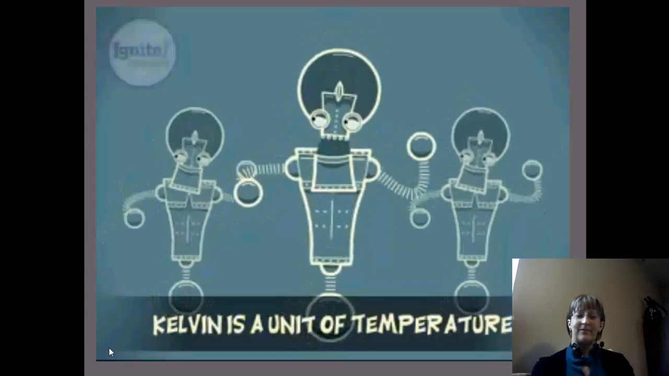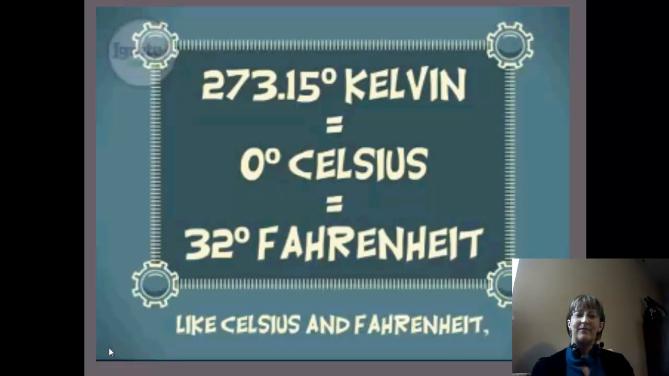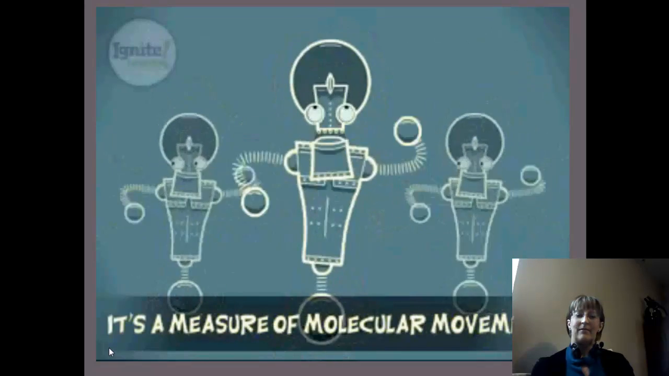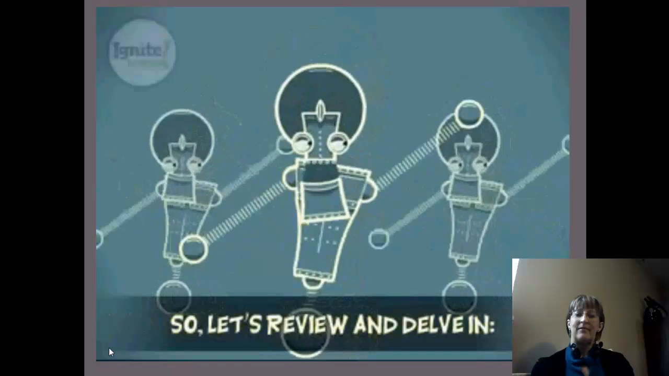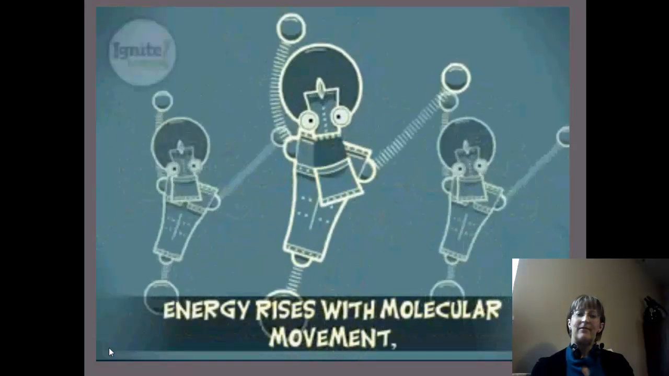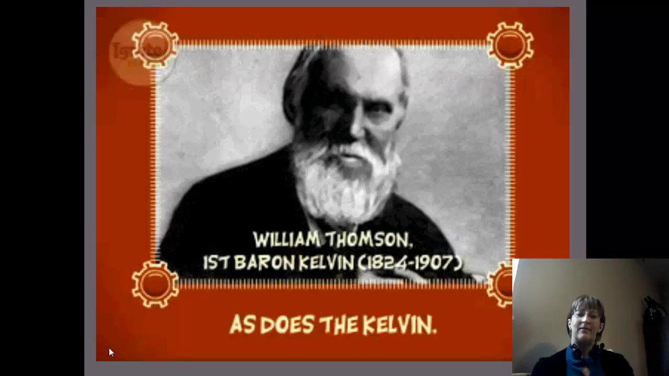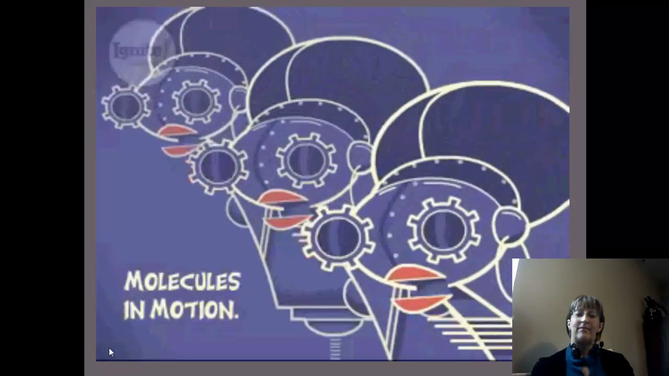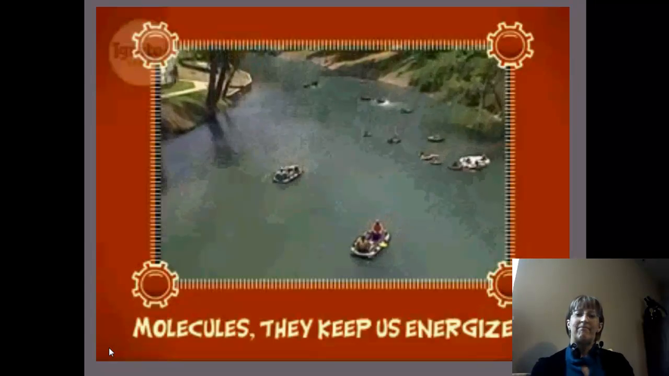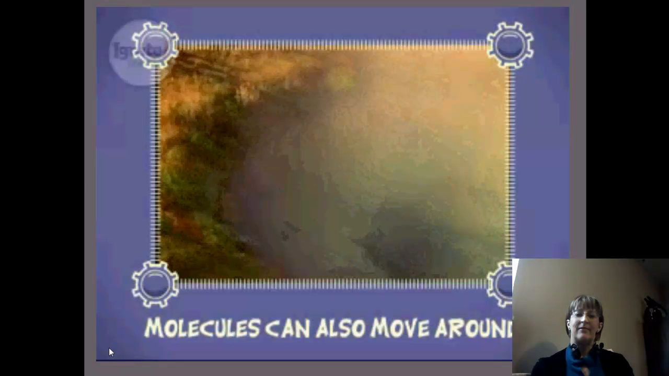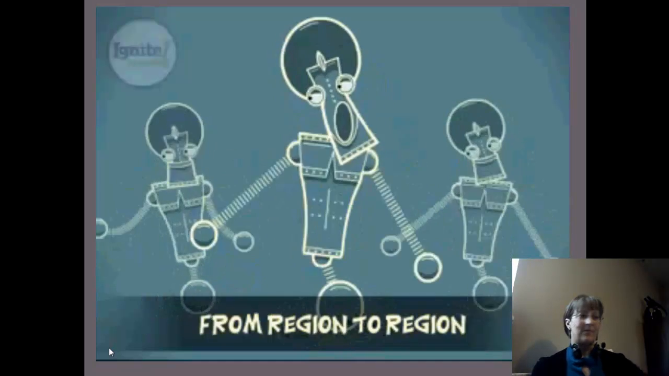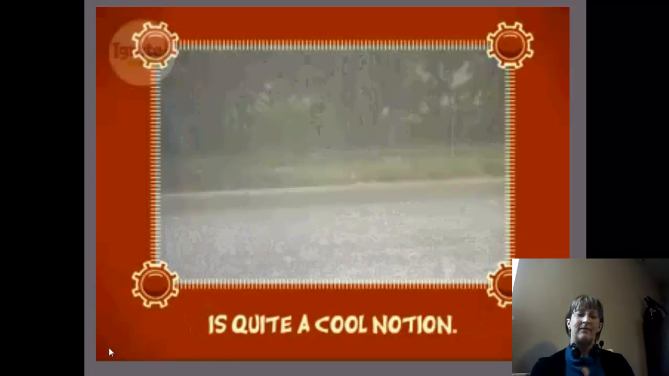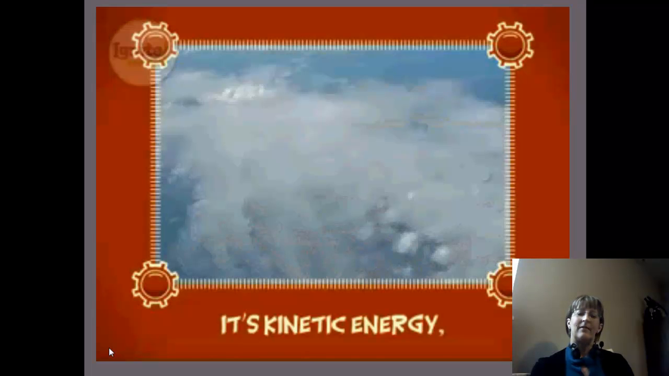Kelvin is a unit of temperature, like Celsius and Fahrenheit. And temperature is a measure, and be sure to get this right, it's a measure of molecular movement. So let's review and delve in. Energy rises with molecular movement, as does the Kelvin. In liquids and gases, molecules can also move around from region to region like a river or a cloud. The movement of objects is quite a cool notion. It's kinetic energy. Come on! Molecules in motion. Molecules are moving all the time.